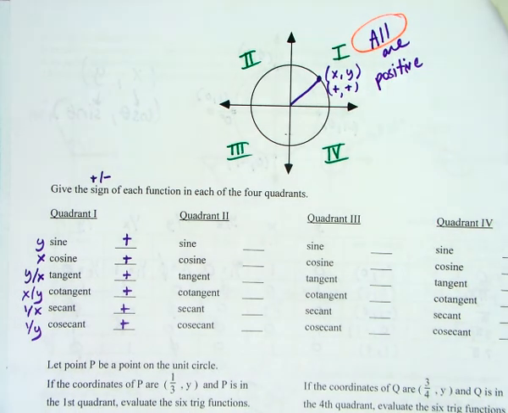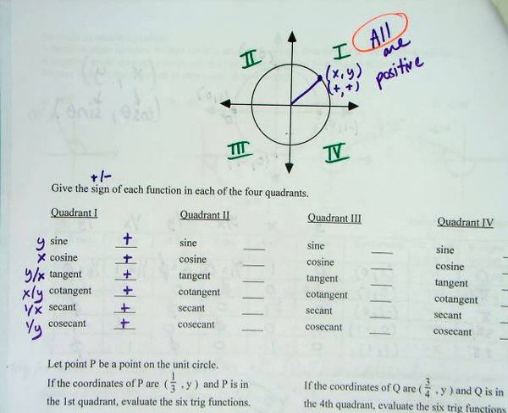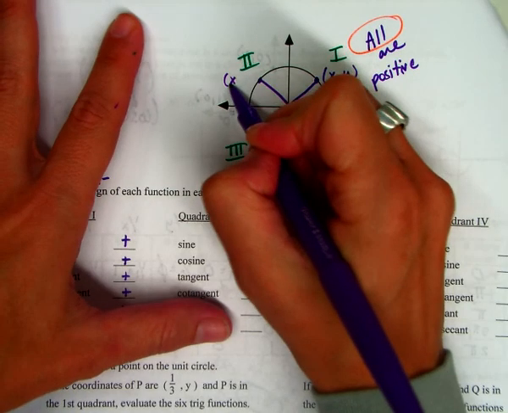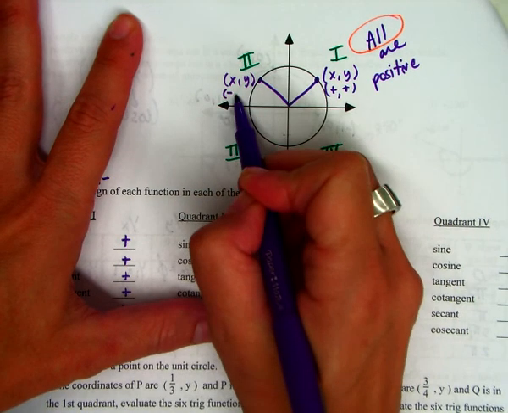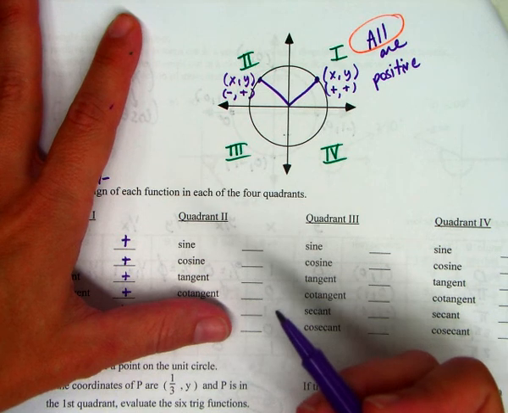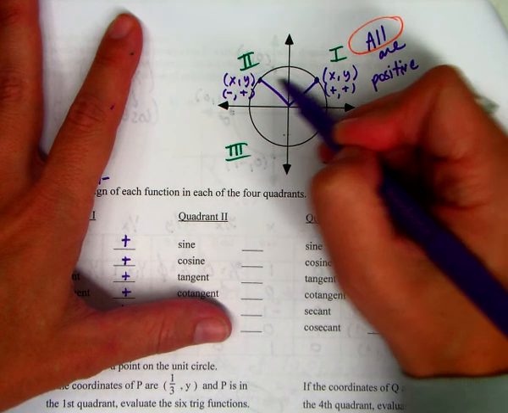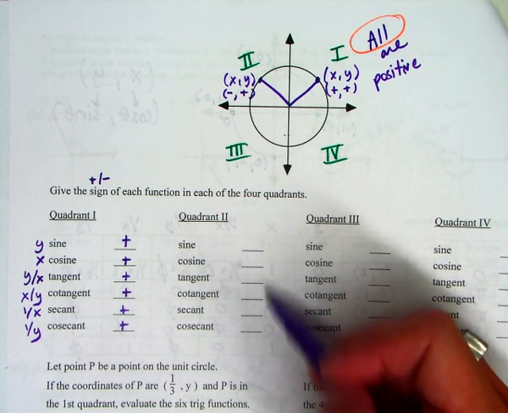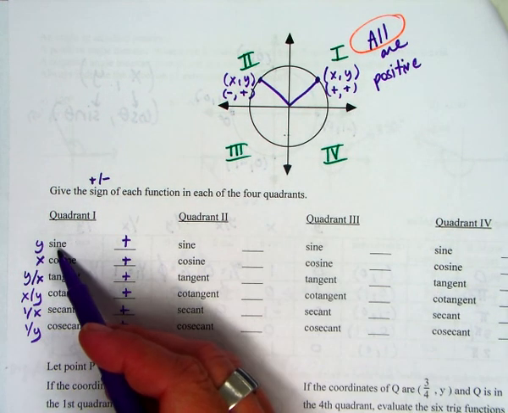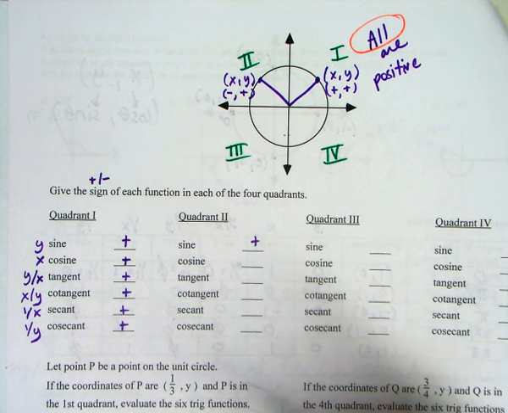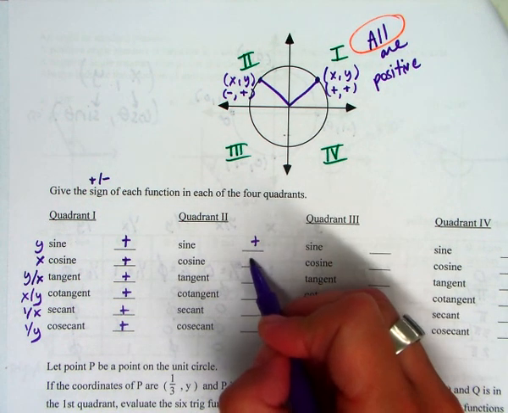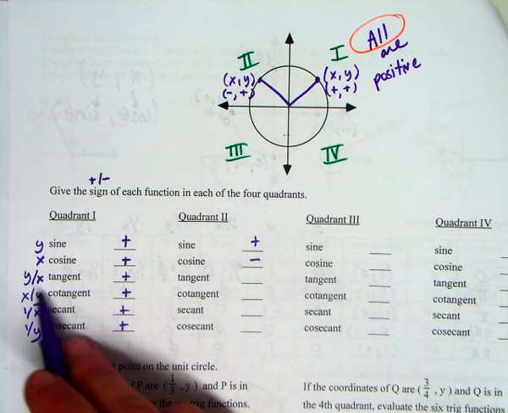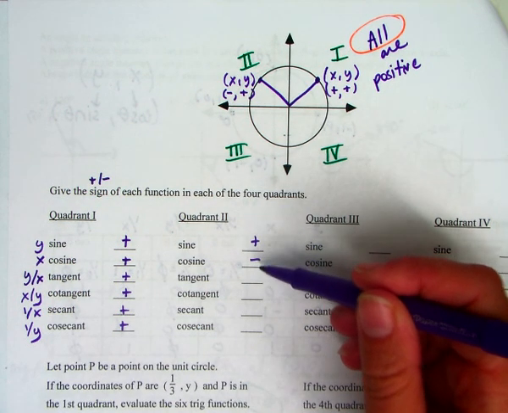Let's go to quadrant 2. So what happens when I graph a point in quadrant 2? What's true about the coordinates? X is negative, y is positive, right? Because for my x I'm going left, for my y I'm still going up. So any coordinate there would have a negative and then a positive. So how's that going to translate here? Well, sine is still y. Y is positive. Cosine will be negative, right? Because that's x. Tangent is y over x, so I'll have a positive divided by a negative, which will give me a negative.